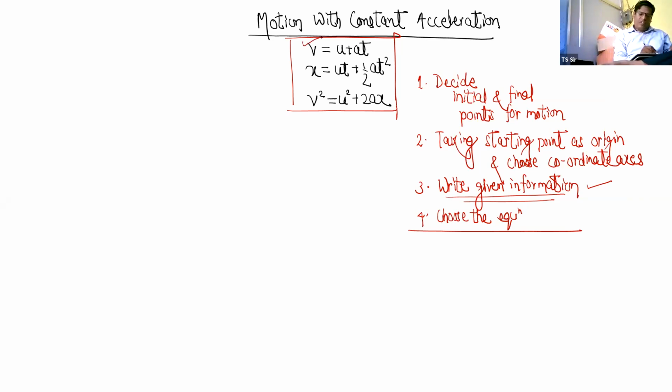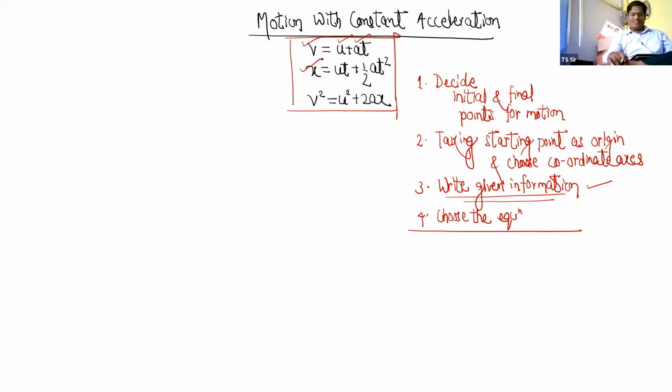So v is the final velocity. Only when you choose an initial and final point is there meaning to initial velocity and final velocity. u means initial velocity. a means acceleration. x means displacement. Who can tell this?